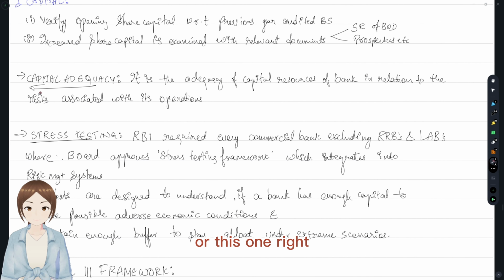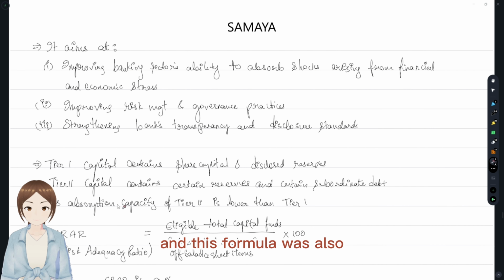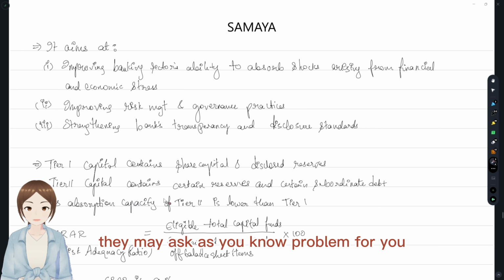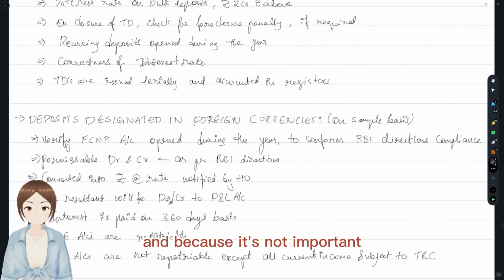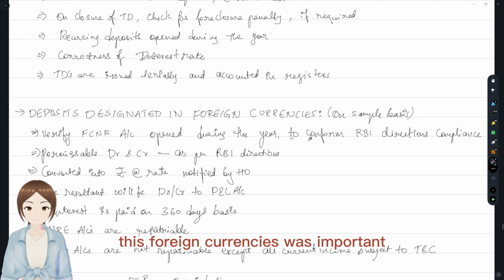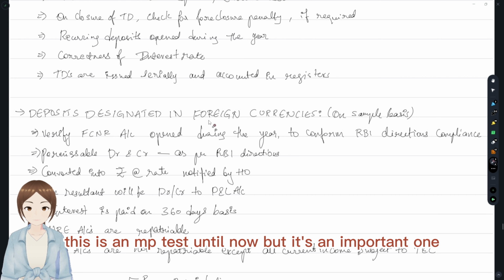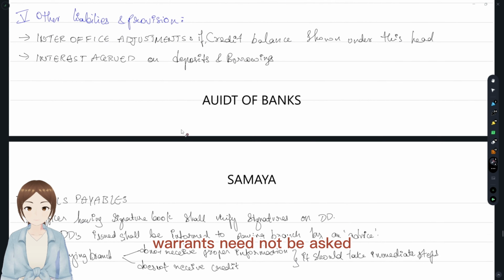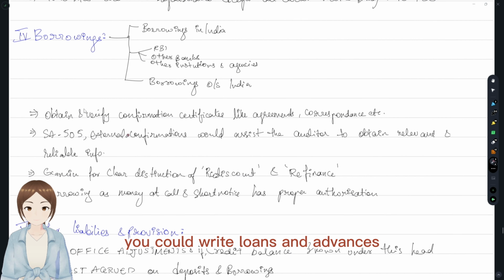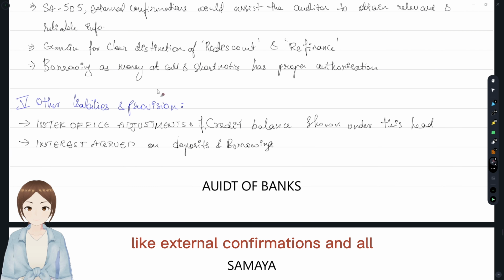That is this one, right? Stress testing is important. And this formula was also important. This formula is important. They may ask as a problem for you. And deposits not important. This foreign currencies was important. This is an LP test until now, but it's an important one. Borrowings need not be asked. You could write loans and advances portion only till here, like external confirmations and all.